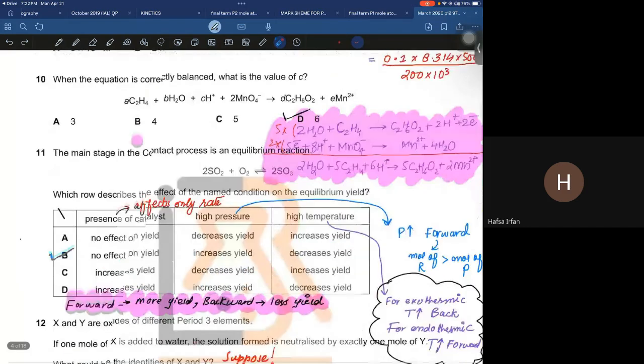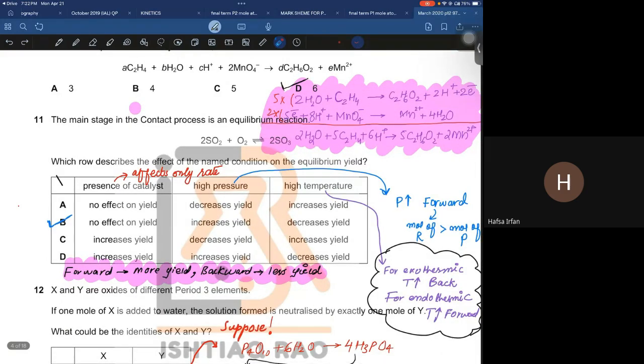And question number 11. The main stage in the contact process is an equilibrium reaction. So which row describes the effect of the named condition on the equilibrium yield? So, presence of catalyst. Remember, the job of the catalyst is to change the rate of reaction, not to increase the amount of product, not to increase the yield. Yield means amount of product. So there is no effect on yield.